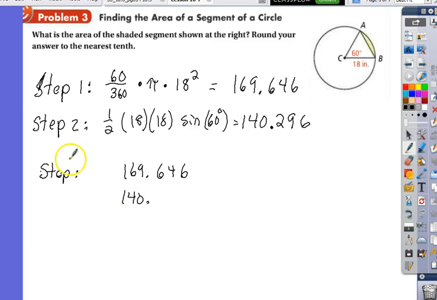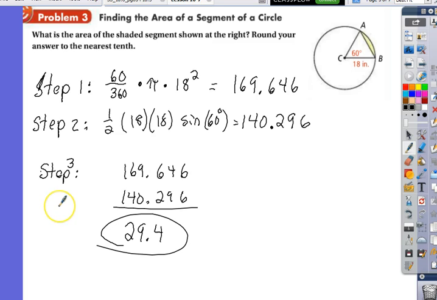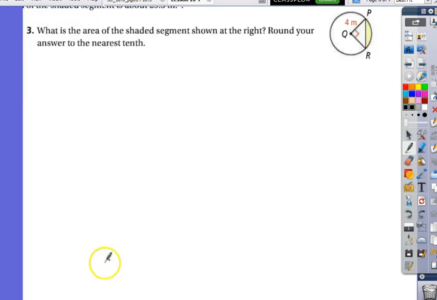So now in step 3, I'm just going to subtract the two things, and I should get my answer. So 169.646 minus 140.296 leaves me with 29.35, which would round off to 29.4. Is everybody okay with that? Any questions? All right. Do this one.